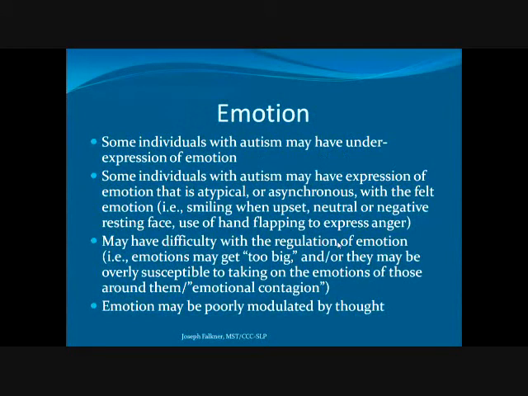Now, one area of social cognition is really around emotion. And when we think about emotion, we're really looking at, for some people, having difficulties both with the expression of emotion as well as the understanding of others' emotion. For a moment, we're going to talk about the expression of emotion, and what we may see is an underexpression or an atypical expression of certain emotions.